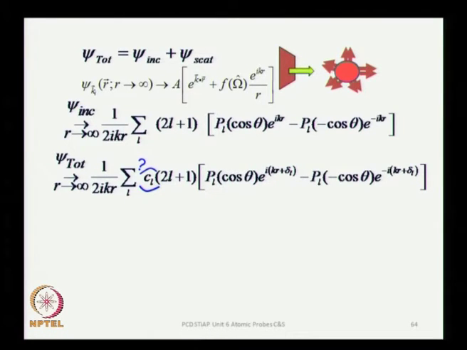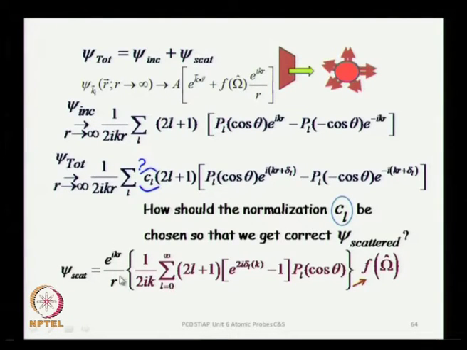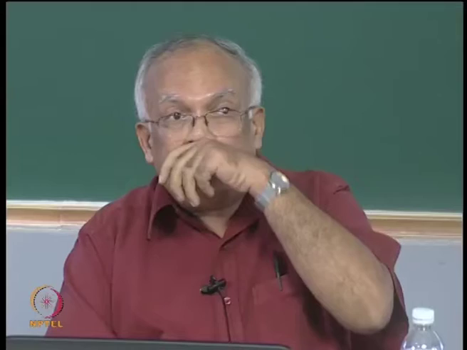Now you know what the scattered wave is. Scattered wave is known, is it not? This is the scattered wave, it is e to the ikr over r multiplied by the scattering amplitude. We have just determined that, right. So now tell me what CL should be, because all you have to do is to subtract this incident wave from the total wave to give you the scattered wave. You have got all the pieces, now tell me what should be the value of CL.